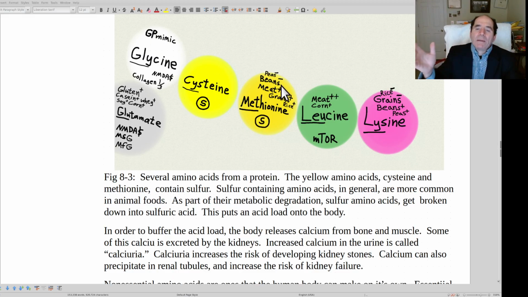But beans are overall high in protein. Beans on average have about 30% of calories from protein. Some a little more, some a little less than that. On the other hand, rice and grains have plenty of methionine.